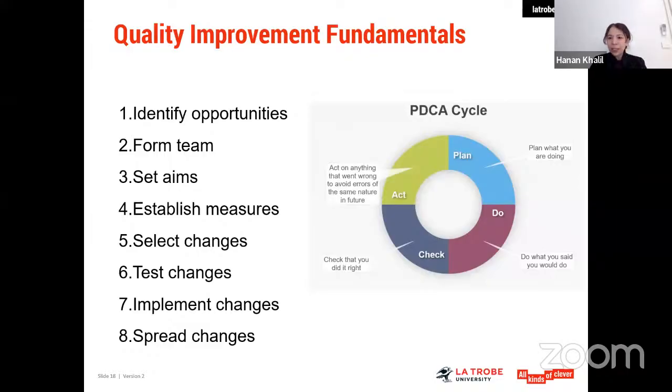The one that's very familiar to many of us is the PDCA cycle, which is plan, do, check, and act. You need to plan what you are doing first, and then do what you said that you're going to do. Then check that what you did is right by collecting data, and then act on anything that went wrong to avoid any errors of the same nature in the future.